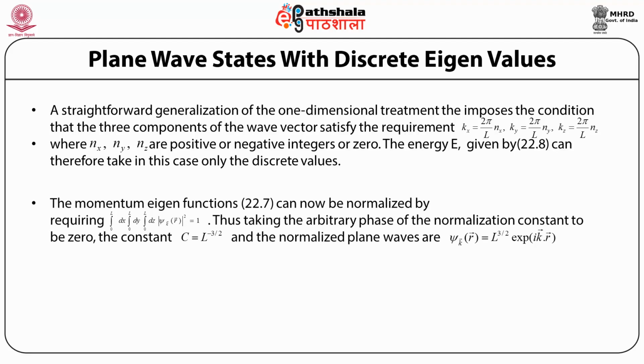The momentum eigenfunction, which is 22.7, can now be normalized by requiring the integral from 0 to L dx, 0 to L dy, 0 to L dz of |psi_k(r)|² equals 1. Thus, taking the arbitrary phase of the normalization constant to be 0, the constant c equals L^(-3/2), and the normalized plane waves are psi_k(r) = L^(-3/2) exp(i k·r).